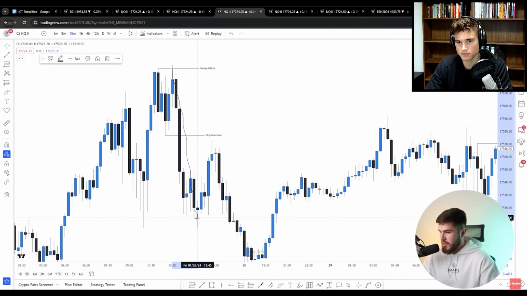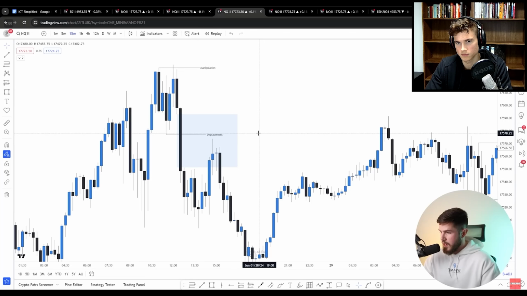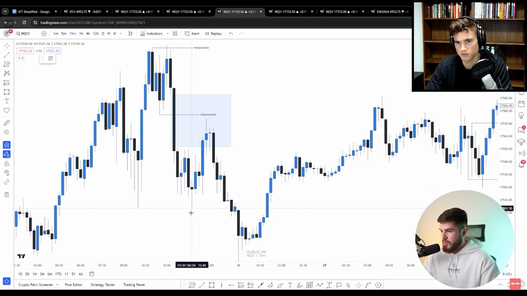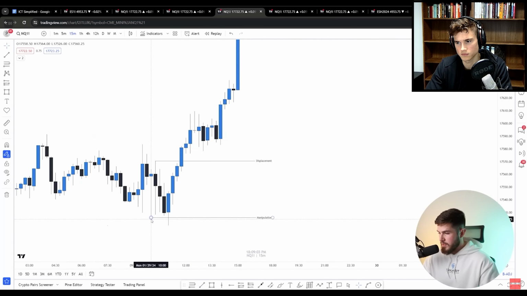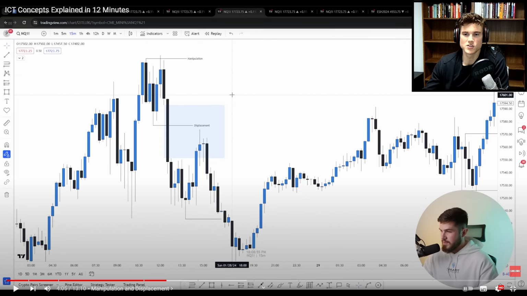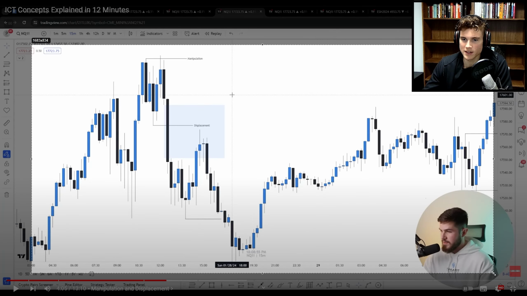So anytime we have a displacement, we're going to expect a retrace, often into internal range liquidity, like we talked about, and then the market is going to go where? Down to external range liquidity. See how you can pair these concepts together to get higher probability setups. And if we look over here, the market is failing to displace or manipulate concepts. Okay, so now this internal range liquidity and external range liquidity.